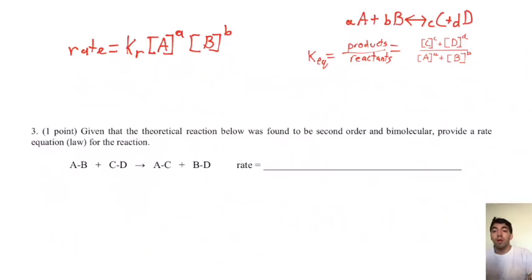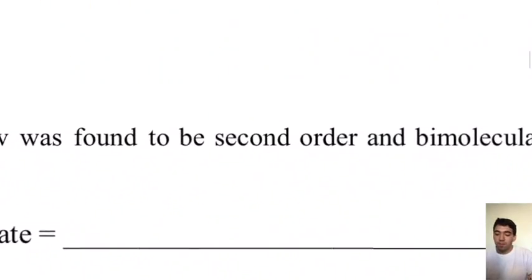On to problem 3, we have the question: given that the theoretical reaction below was found to be second order and bimolecular, provide a rate equation law for the reaction. Okay, so a couple things to define right away. These key words give us the answer to the problem: second order and bimolecular.